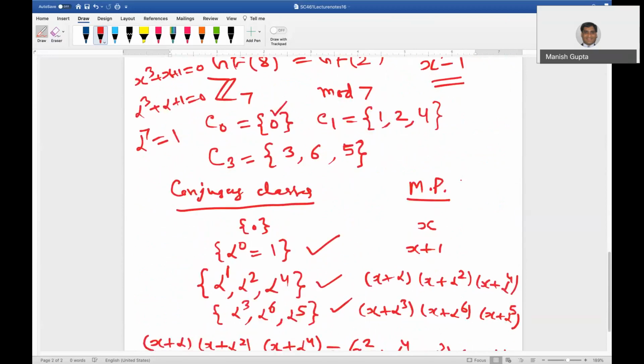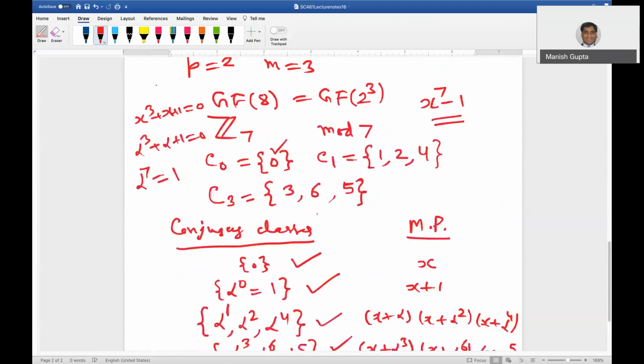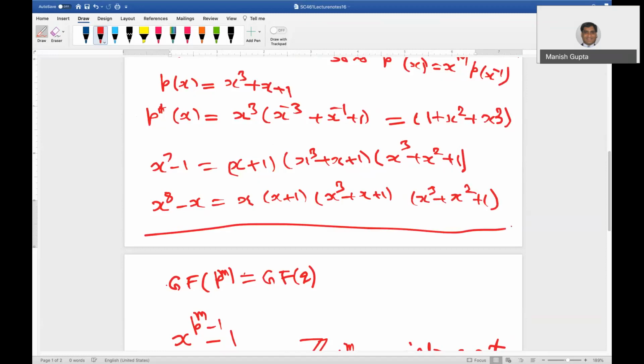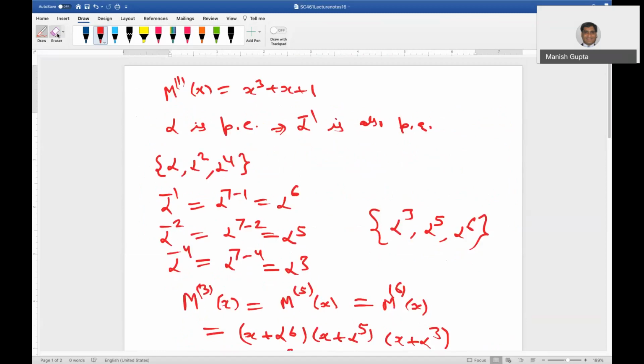Now if we want to include the first factor as well, the whole thing can be written as x raised to power 8 minus x is equal to x times x plus 1, x cube plus x plus 1, and x cube plus x square plus 1. So this is how we find the factorization. I have shown you for the field with 8 number of elements, and I would like you to do the exercise for field with 16 number of elements.